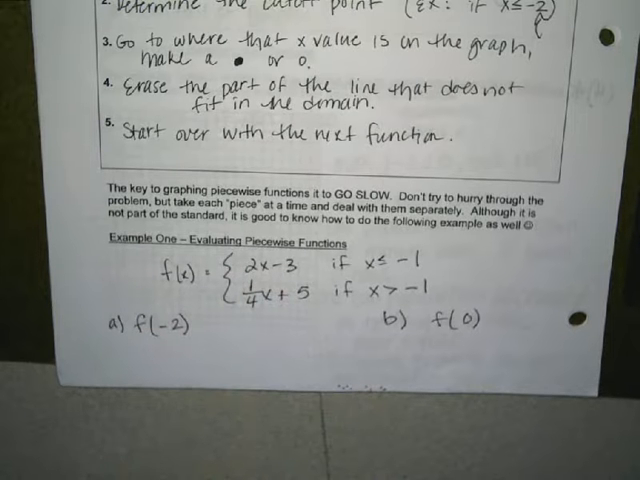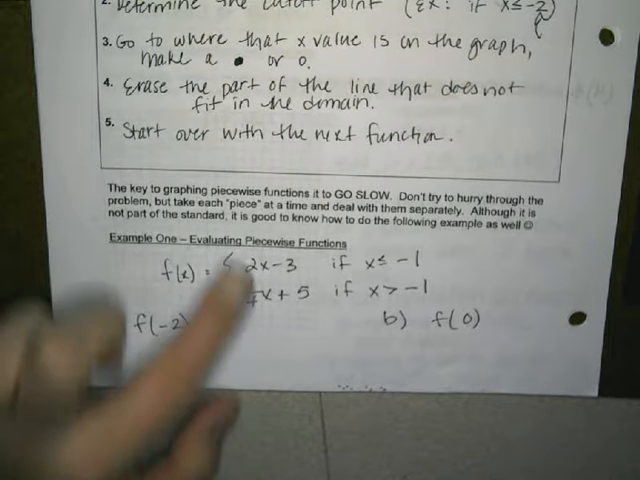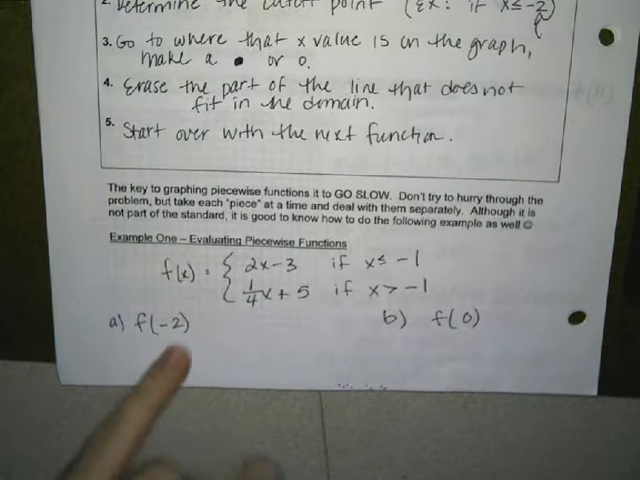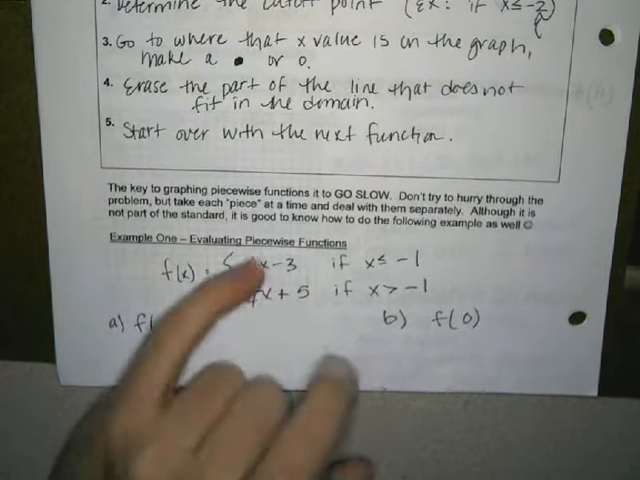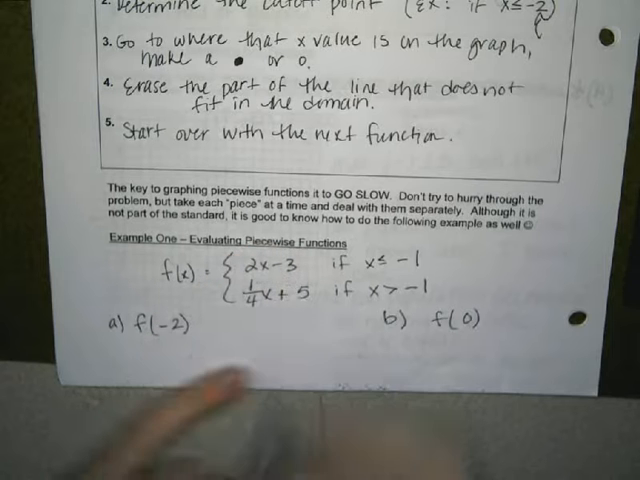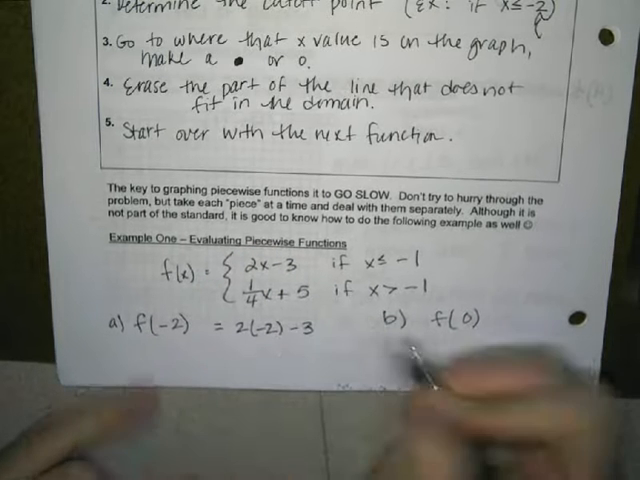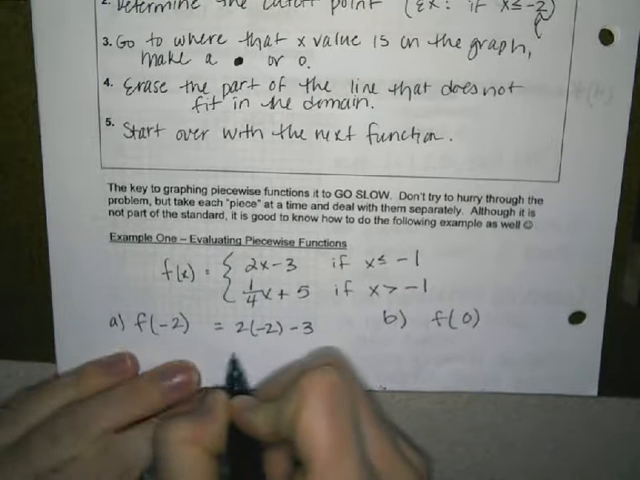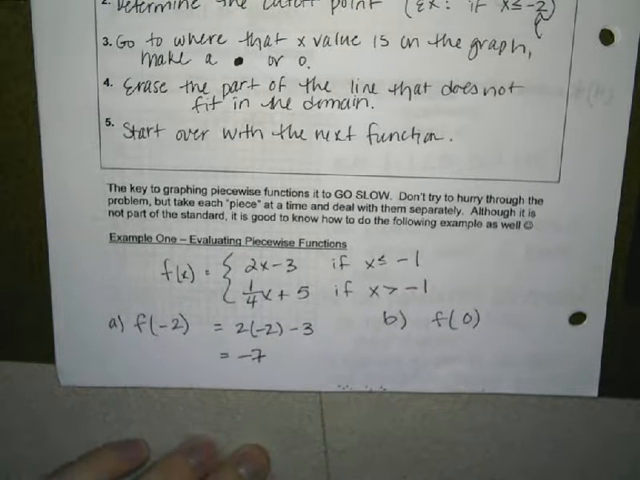So, when you evaluate piecewise functions, you have to look at the value that you're supposed to be plugging in, so in this case, negative 2. And then you have to look at what piece it fits into. In this case, negative 2 is less than negative 1, so it's going to fit into the domain of that first function. So we're going to plug it in to just the first piece. And you would get f of negative 2 equals negative 7.